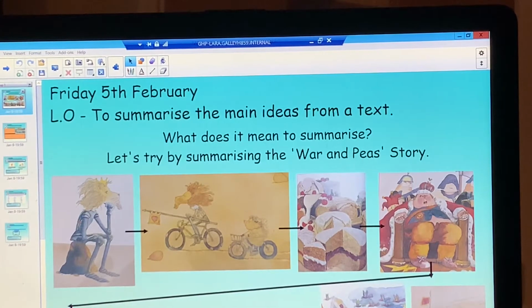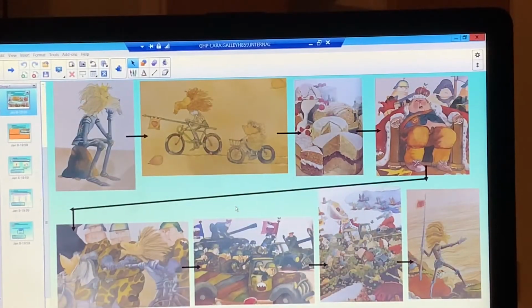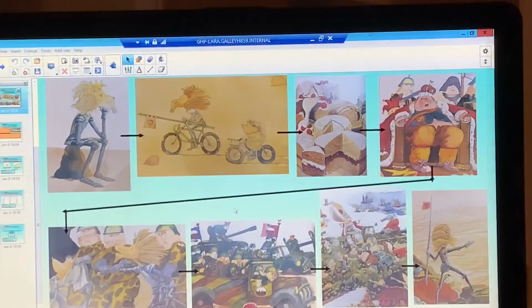On my screen you can see I have got some pictures that I've taken from the story. The first picture I've got here shows the poor king and he's looking quite sad and quite worried. So how could we summarise this part of the story? What sentence could we write giving a brief explanation of what is happening in this part? I could write something like, the poor king is worried as they have no food. That's just a really brief explanation of that part of the story.